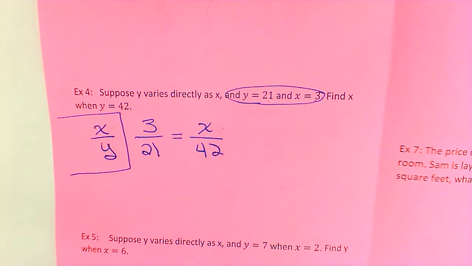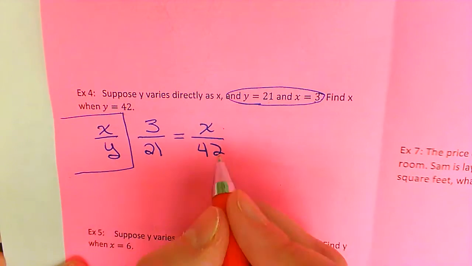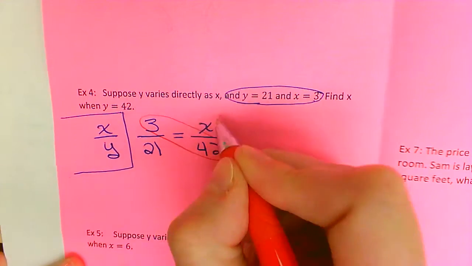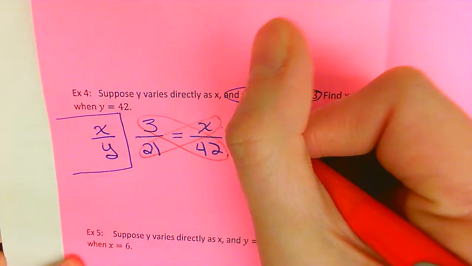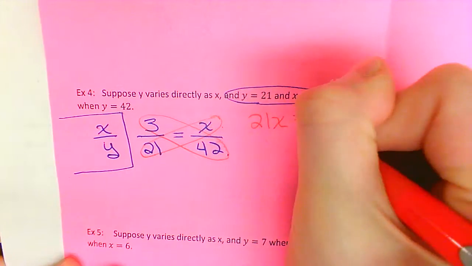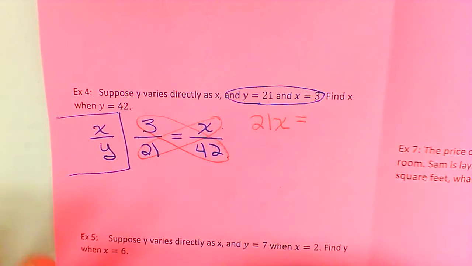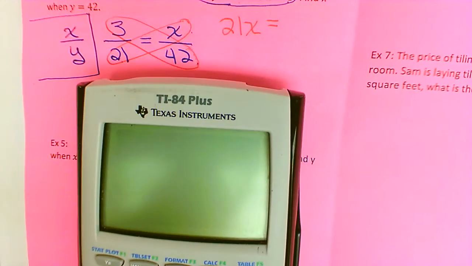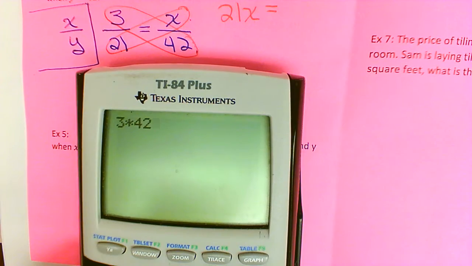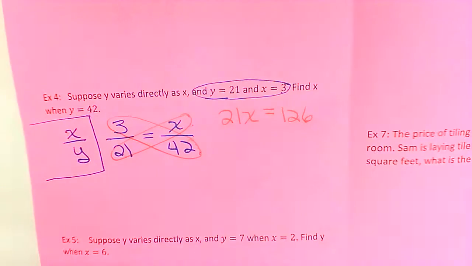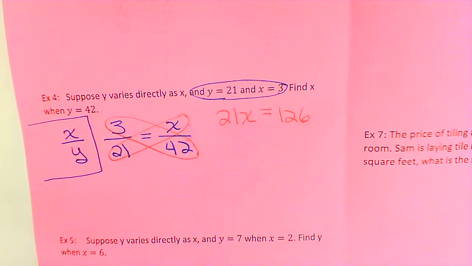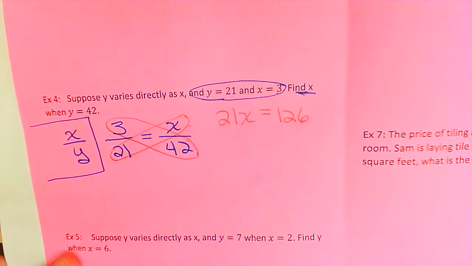Okay. So now that we have this, we are going to cross multiply and divide. So I've got to multiply the things that are across from each other. Well, 21 times x is 21x, so that part's easy. For the other part, I'm going to use my calculator. I've got 3 times 42, which gives me 126. So 126. From here, I need to finish solving for x because they wanted me to find x.